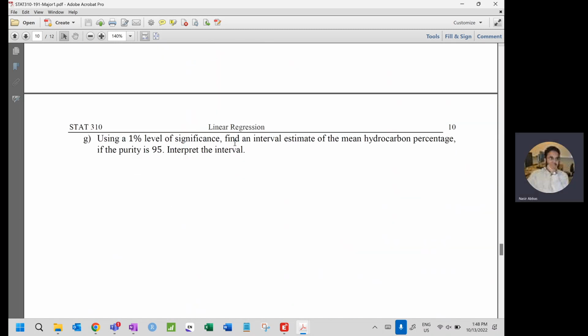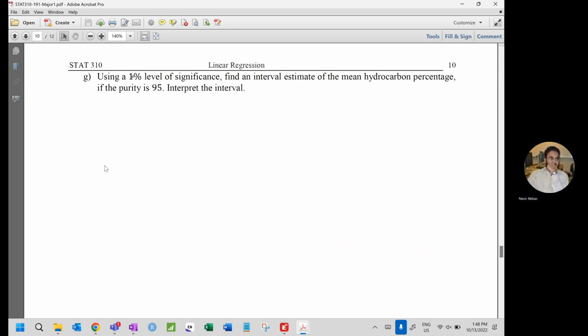Using 1% significance level, find an interval estimate for the mean Y if X is 95. What is this? Mu hat, no, it's not the prediction interval. It says the mean of Y when X is 95. This is the 99% confidence interval for the mean of Y, mu hat, when X is 95.